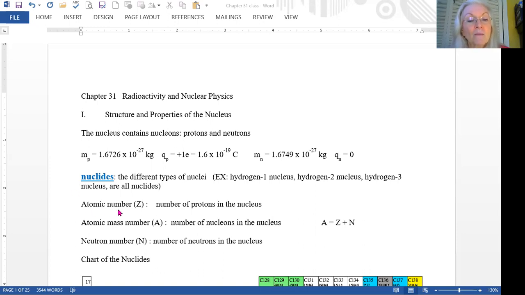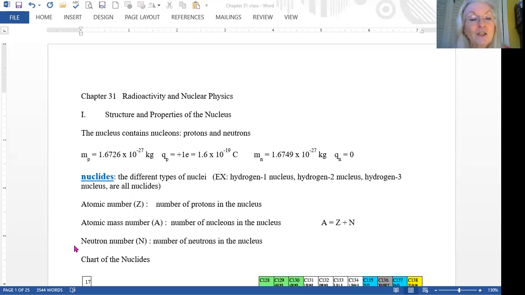The atomic number is symbolized by the capital letter Z, and it's just the number of protons in the nucleus. The atomic mass number is symbolized by the letter A. It's the number of nucleons in the nucleus, so that's the number of protons and neutrons, and the neutron number is just the number of neutrons in our nucleus.